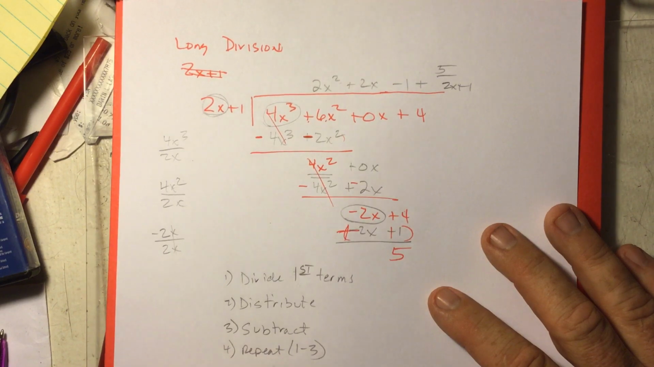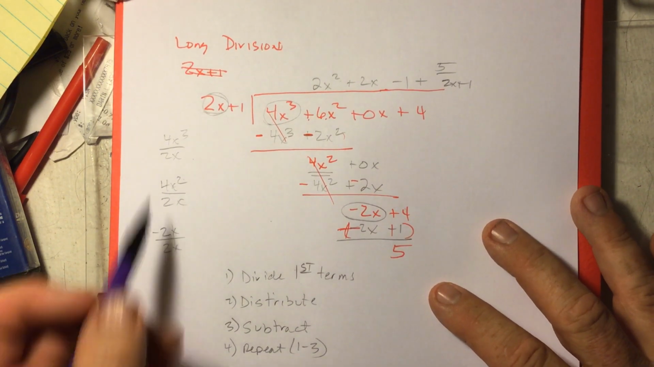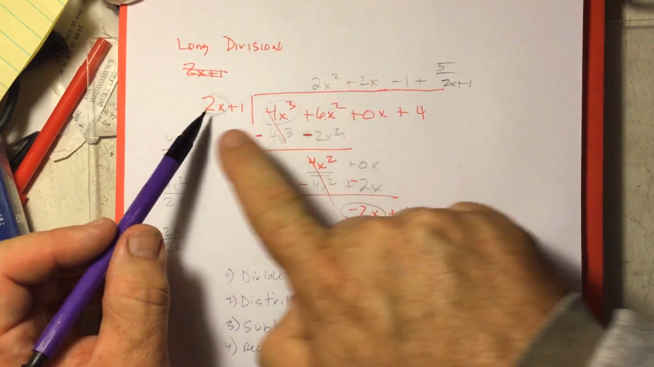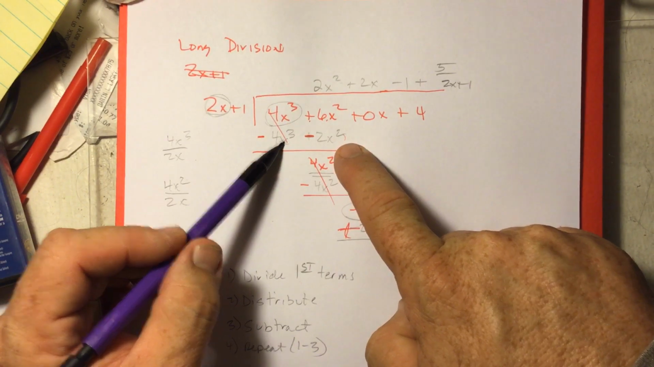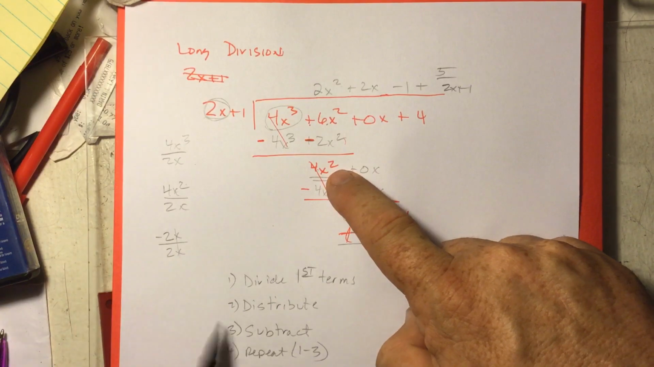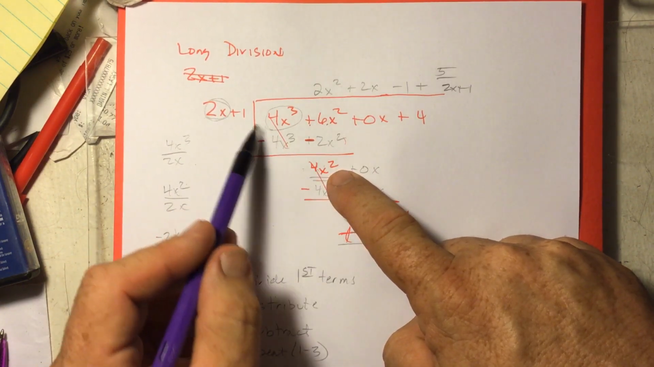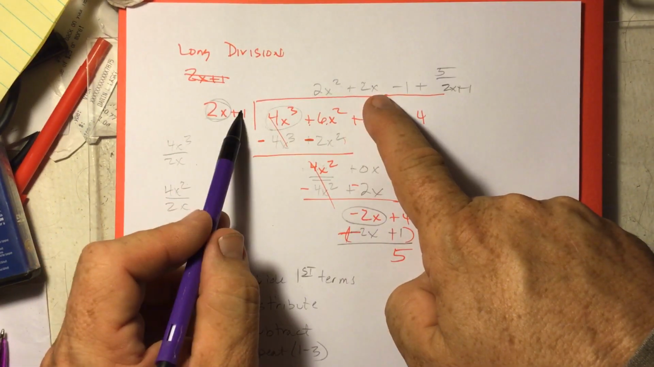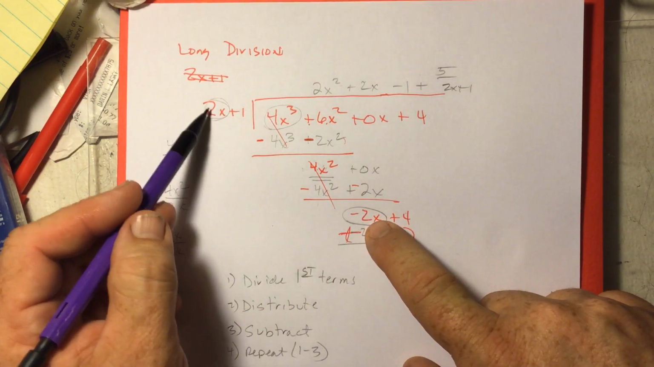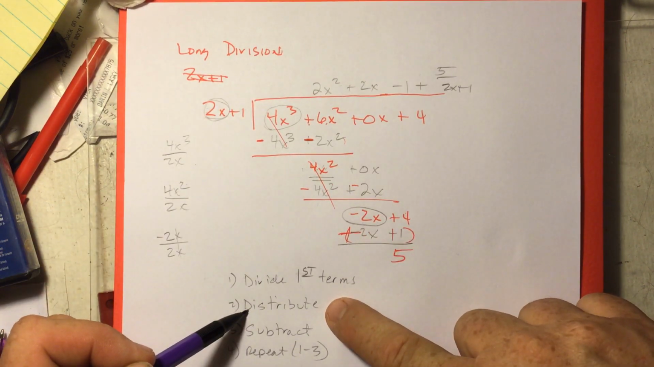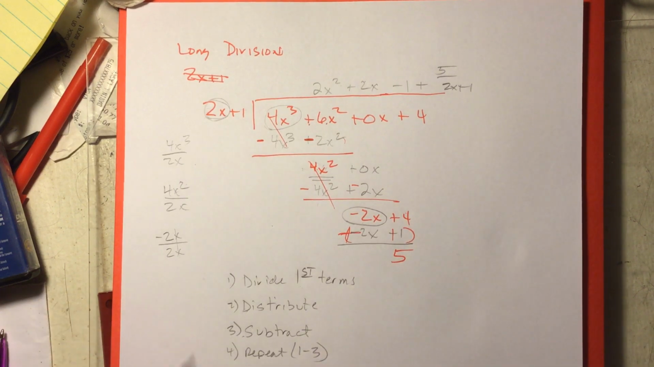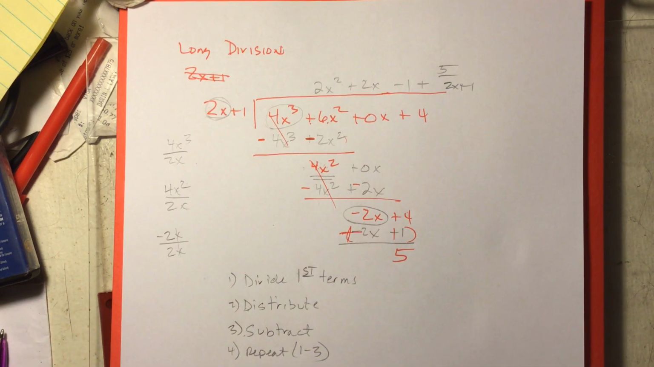Steps 1 through 3. So just like we did here, we divided the first term, put it here. We distributed the answer into each term. Then we subtracted. And then we got our new first term, and then we repeated it. Divide the first terms, distribute the answer, subtract. That's our rundown or summary of long division.